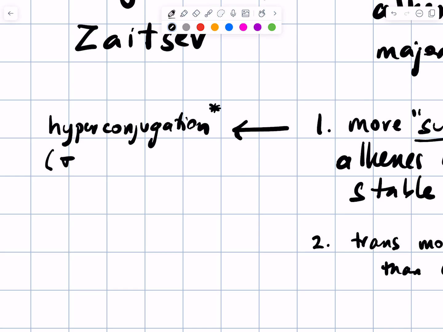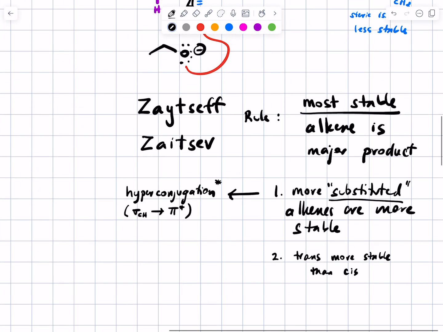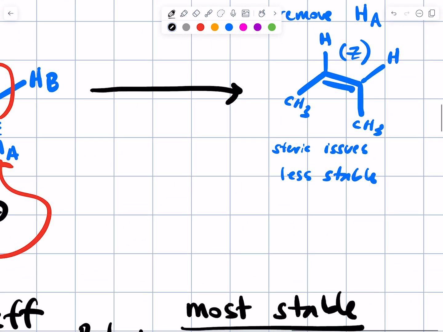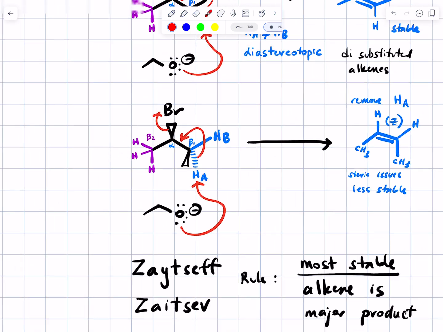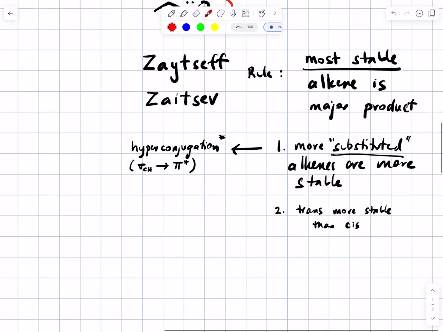It has to do with the groups that are attached to the alkene: there are adjacent carbon-hydrogen sigma bonds that can donate into the pi star of the alkene. Sigma to pi star hyperconjugation allows for electron delocalization, and it's always stabilizing. The more non-hydrogen things you have attached to the two carbons of the alkene, the more these adjacent carbon-hydrogen sigma bonds can donate into the pi star and stabilize the molecule.